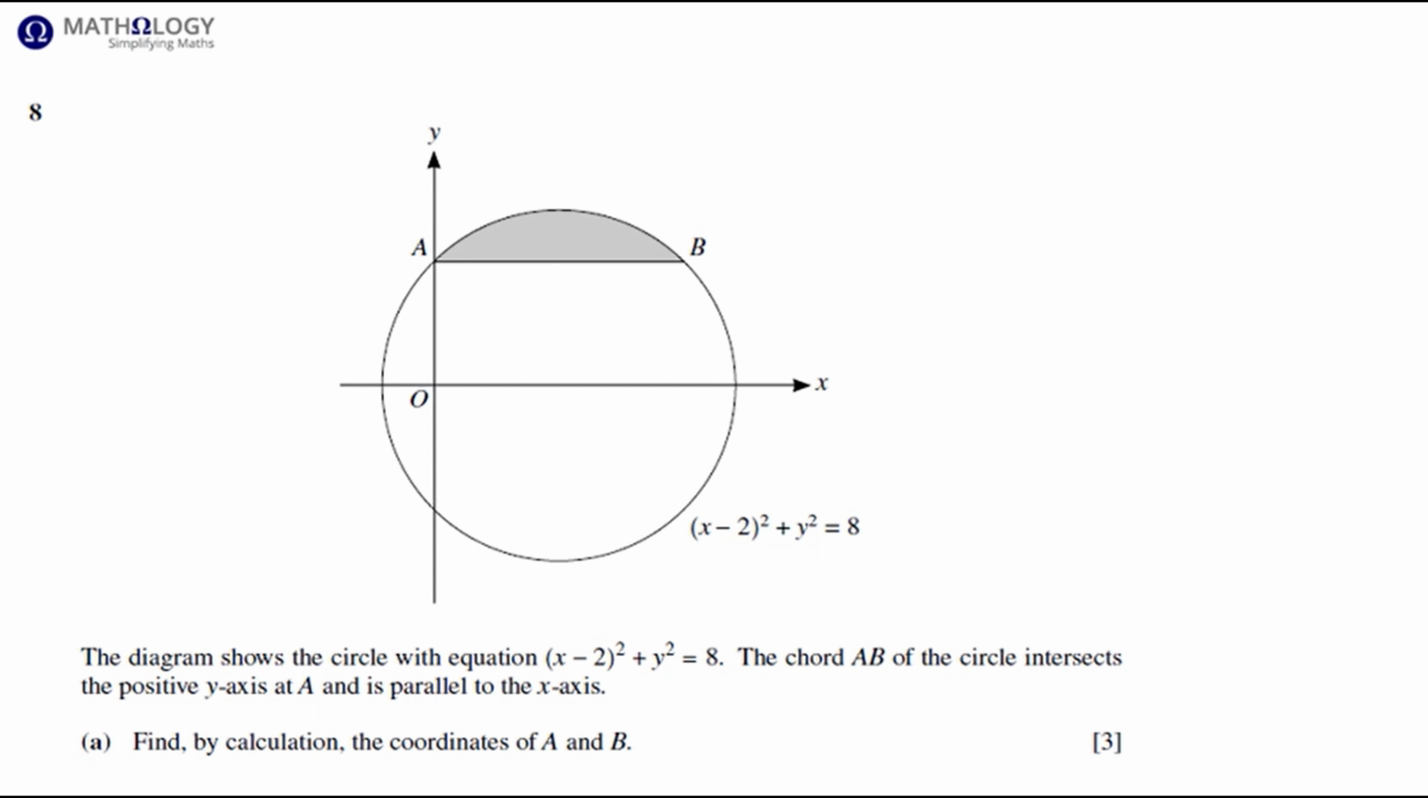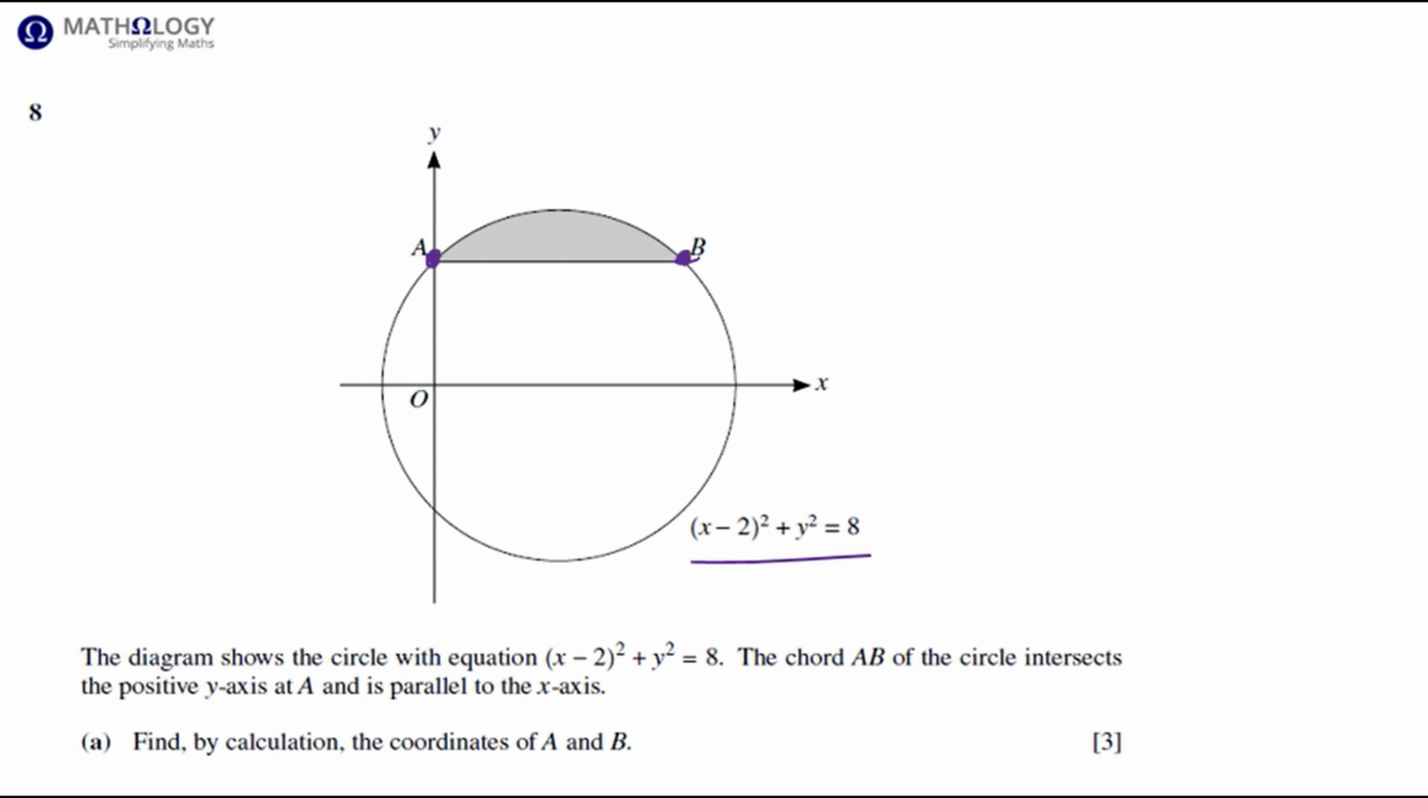Question 8. The diagram shows a circle with the equation x minus 2 all squared plus y squared equals 8. The chord AB of the circle intersects the positive y-axis at A and is parallel to the x-axis. We're required to find the coordinates of A and B. Okay, so to find the coordinates of A and B, we need to know the defining equation of the circle, which we do know, x minus 2 all squared plus y squared equals 8.